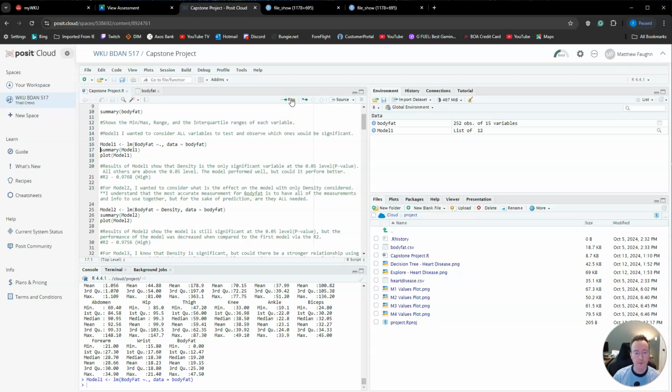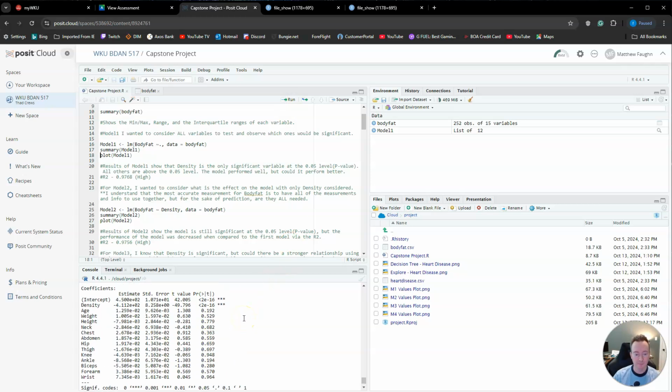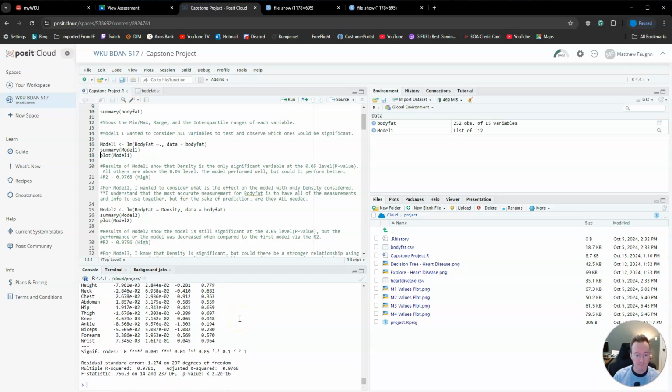So plotted model 1, and then the summary, looking here at the coefficients, we can see not great results overall. Density is the only variable that is significant at the 0.5 level for p-values. The rest of them are really not significant. So that's not very encouraging to start off with, but looking at the model together, we can see that the adjusted R-square is 98%, which is extremely high.